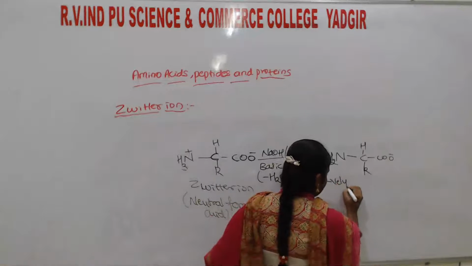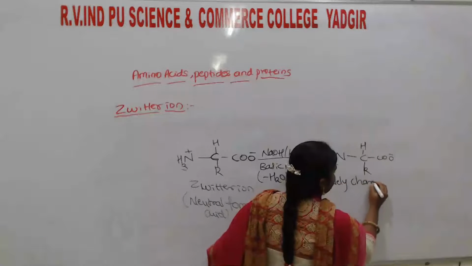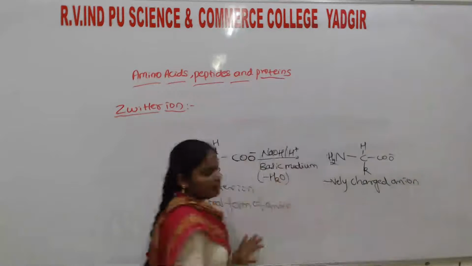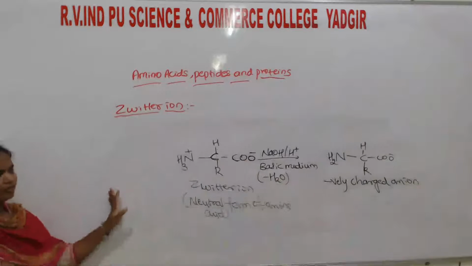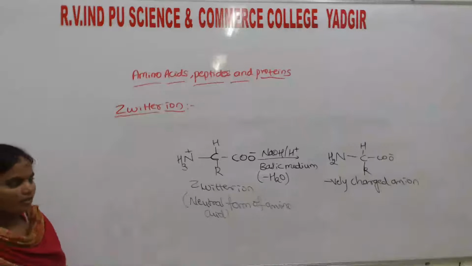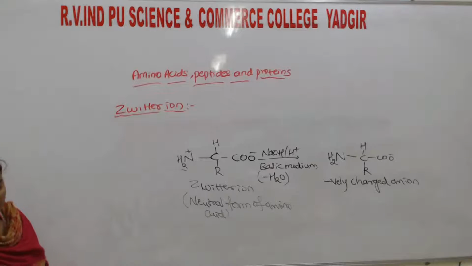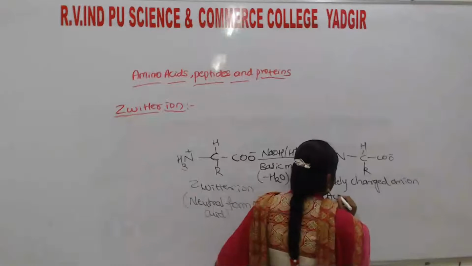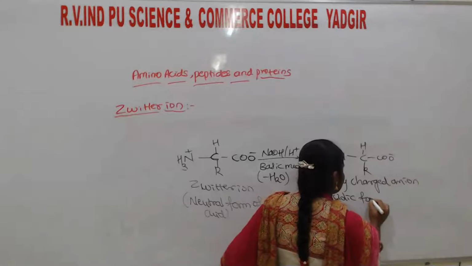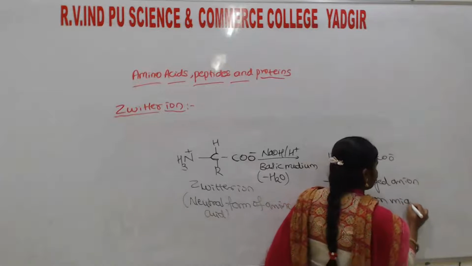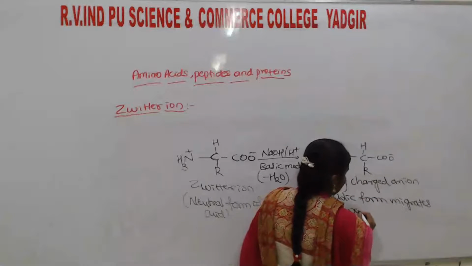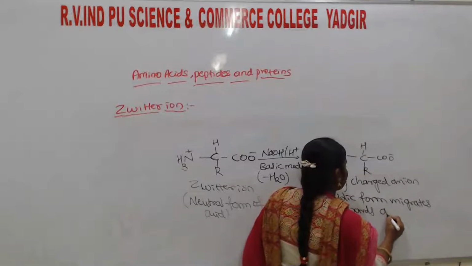On the other side, when you treat it with acid, it forms a positively charged cation. In the basic medium it forms a negatively charged anion, and this form migrates towards the anode.